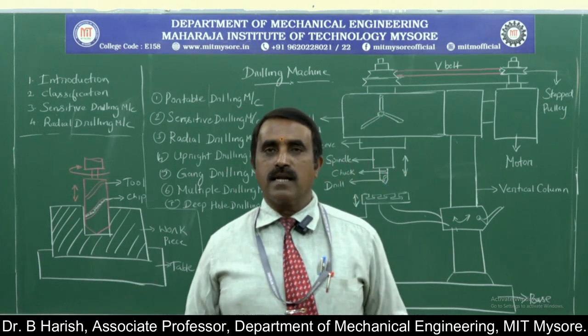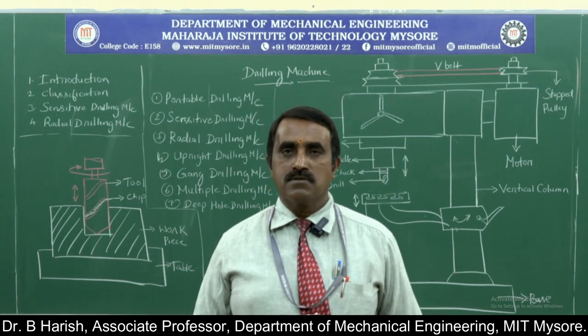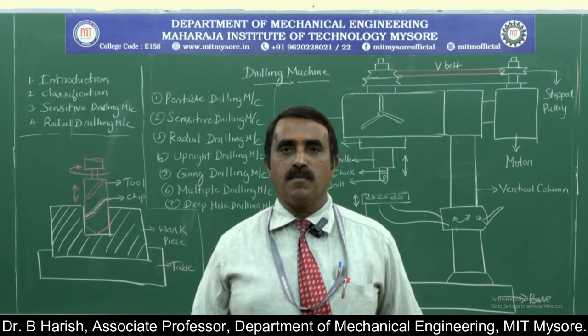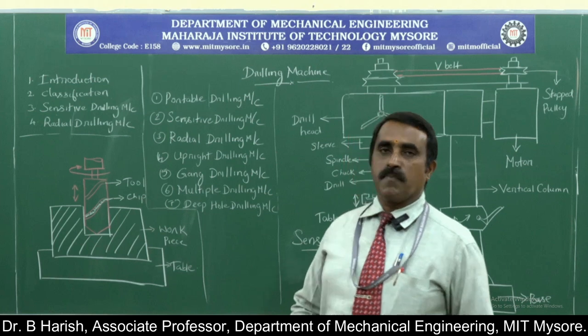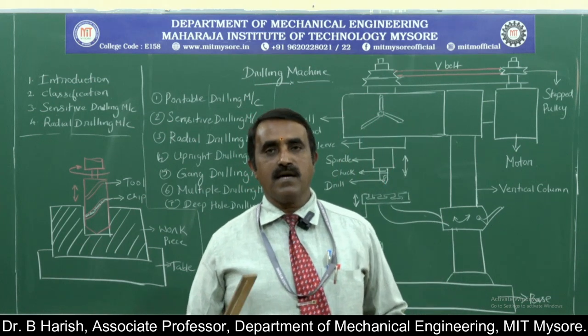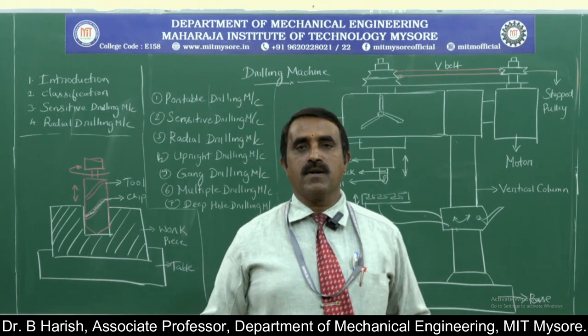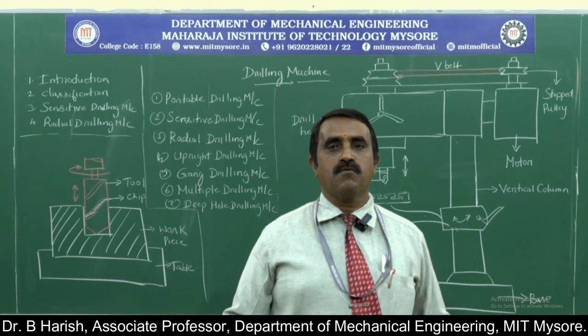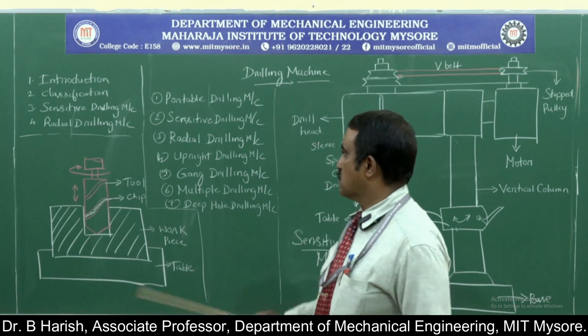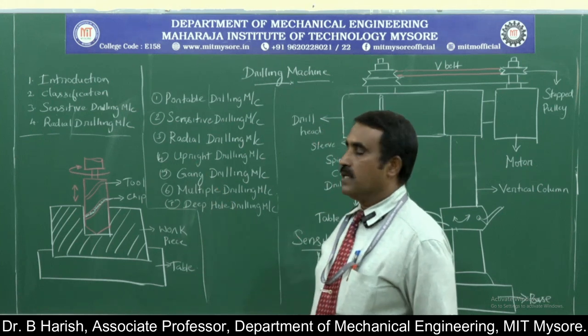In a radial drilling machine, we can have 3 movements. If one more movement is added, then it is called an upright drilling machine. The construction will be similar to the radial drilling machine, but the fourth movement will be there. Then that is called an upright drilling machine.